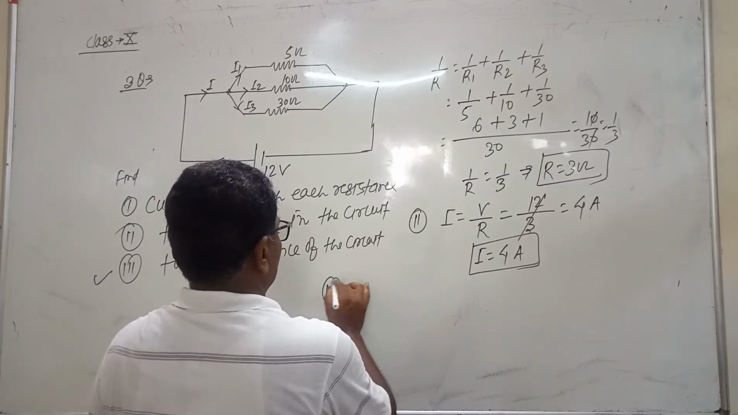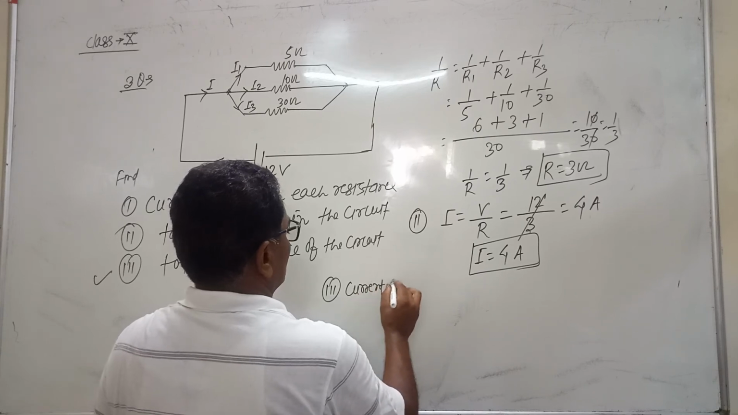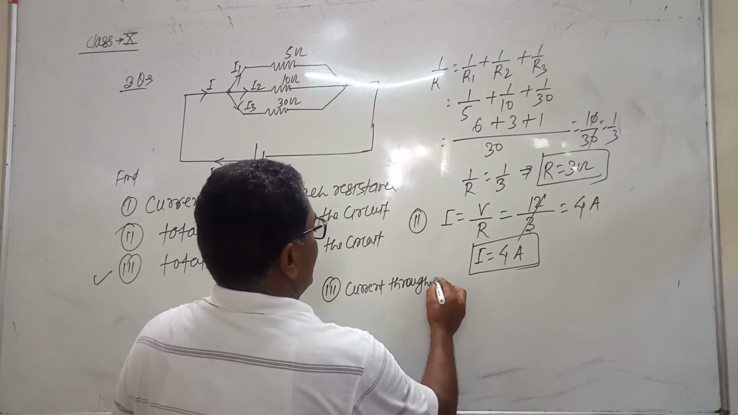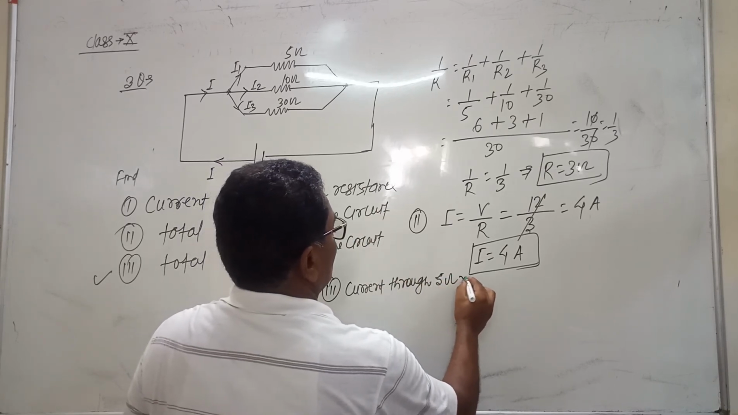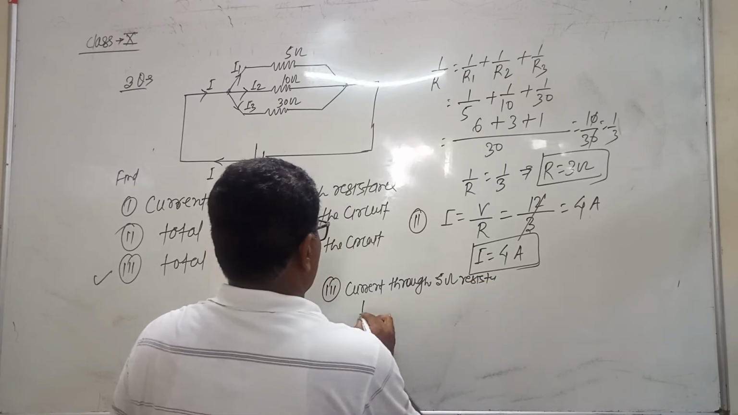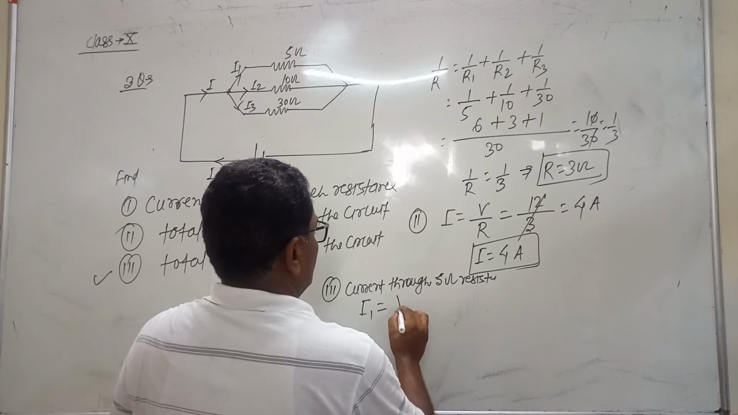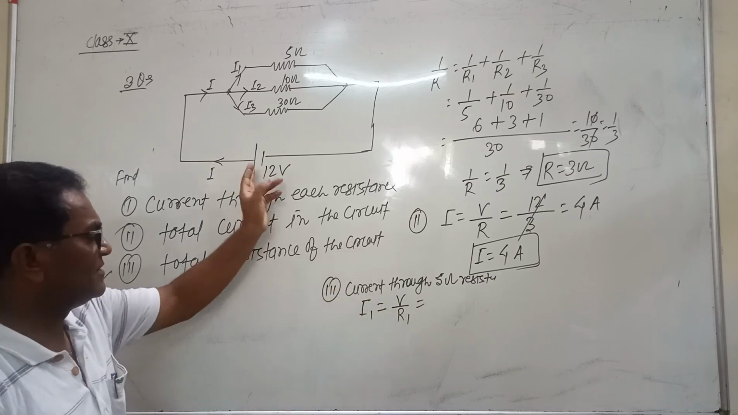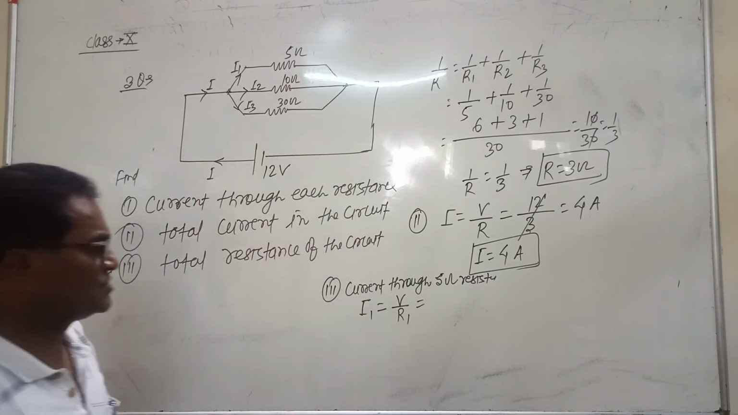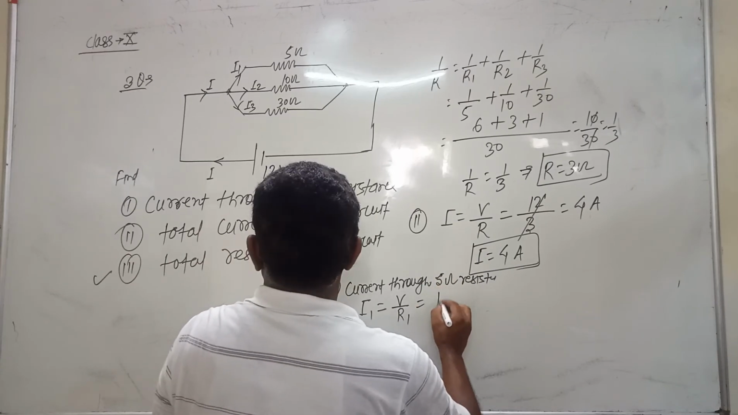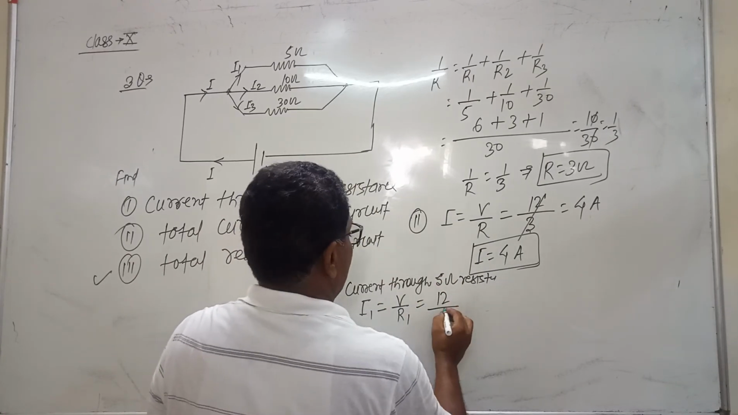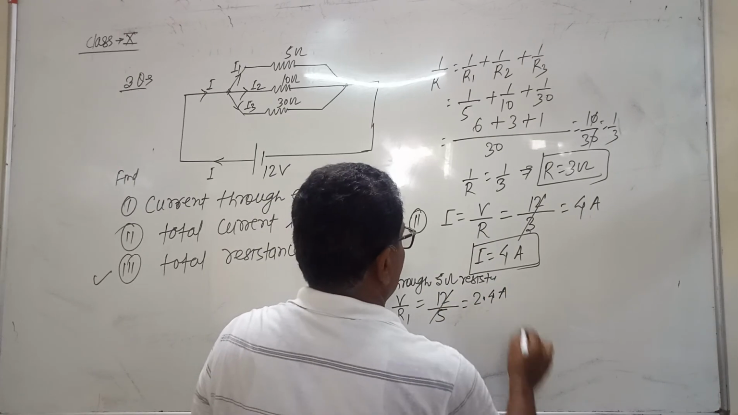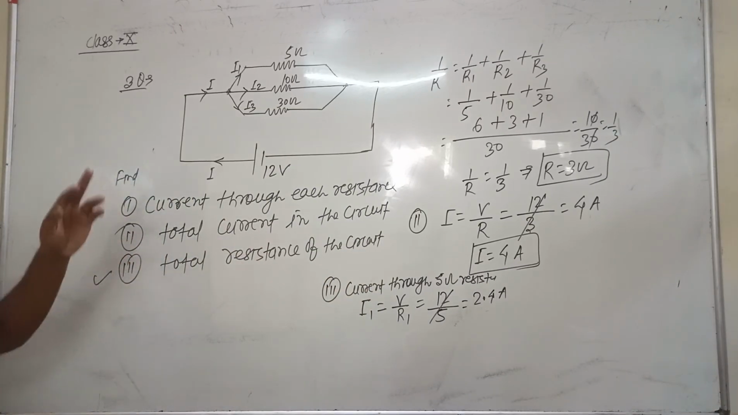So the third part: current through the 5 ohm resistance. So I1 equals V by R1, where V is the potential difference and R1 is the resistance. V is 12 volt and R1 is 5 ohm. So this comes to be 2.4 ampere. This is the current through the 5 ohm resistance.